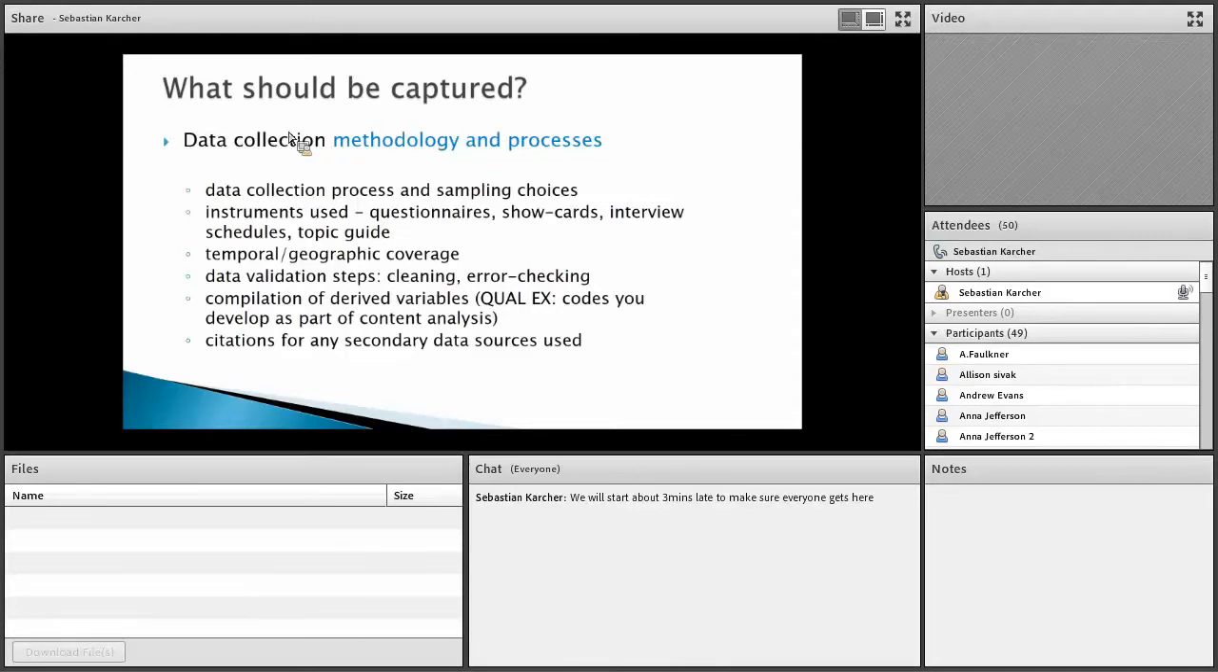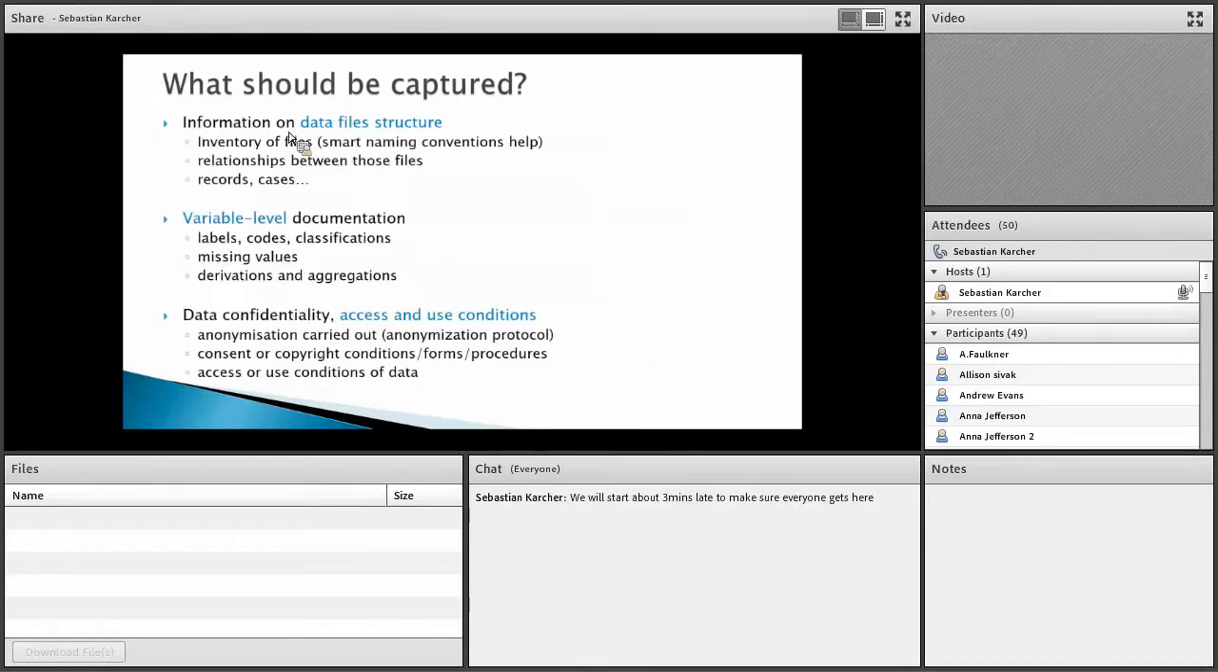Then in terms of analysis, you want to document some decisions that are made there, and so I'll just highlight here one qualitative example. If you are coding your collected data as part of the analysis, you want to record, obviously, all the coding decisions, and that would then become an additional part of the documentation that helps others make sense of it. So those are sort of some of the meso level details to be documented.